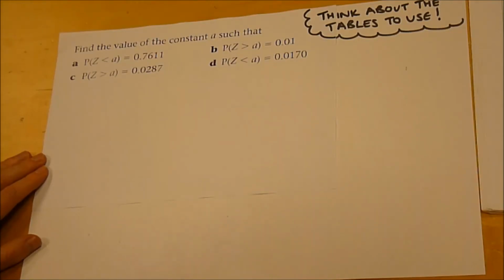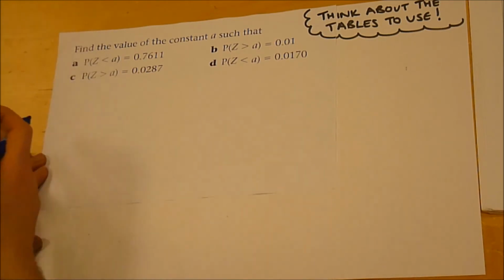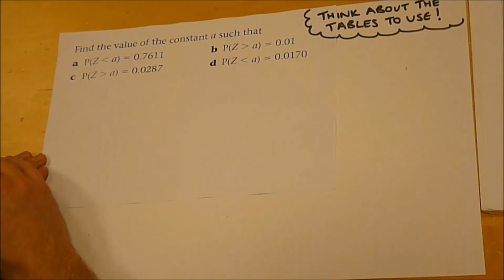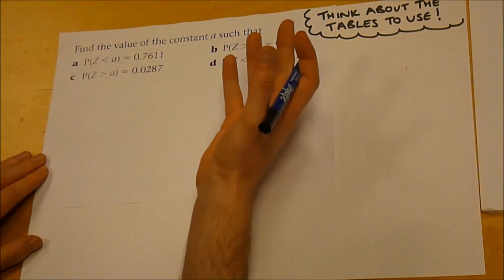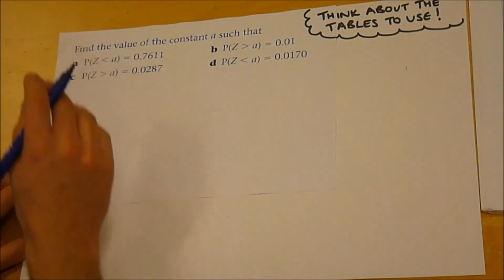Right, as Mr. Barker said, when doing these questions, it's vital to draw a picture. Now, in these examples we're going to look at, we're going to involve some working backwards and also using an alternative version of the tables. So let's have a look at part A.